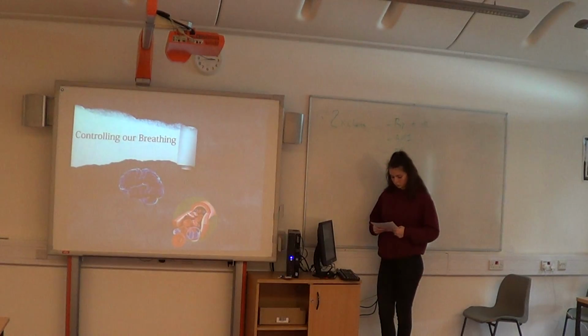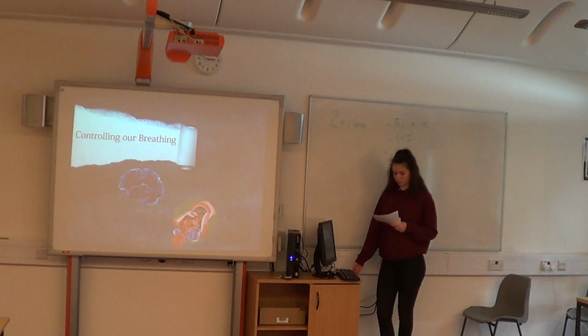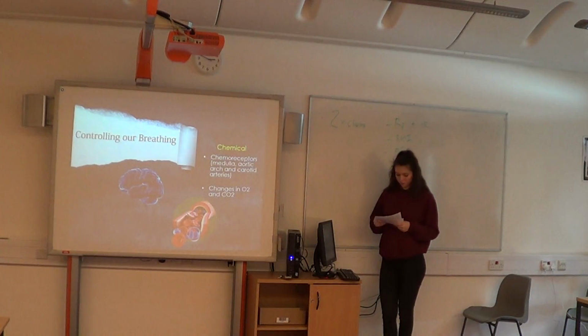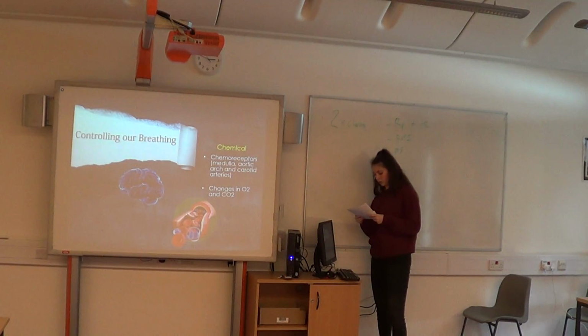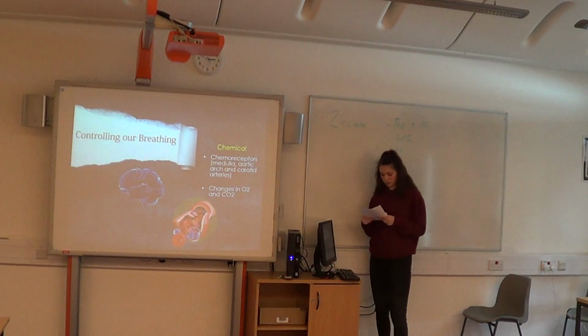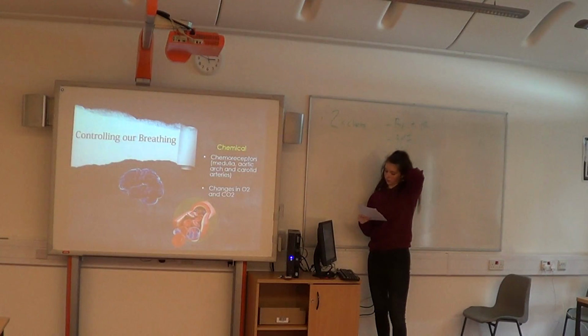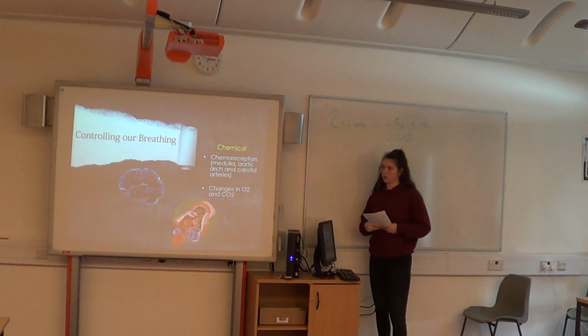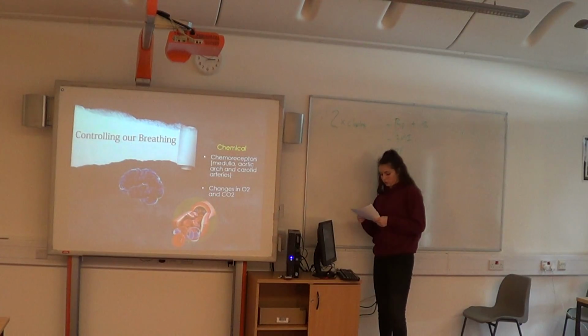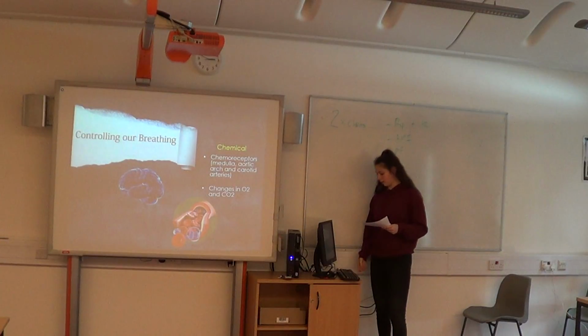So then when we control our breathing, there's two ways. It can be chemical or neural. Chemical involves the chemoreceptors within the medulla, aortic arch and the carotid arteries, and they detect changes in the concentration of carbon dioxide and oxygen within the blood, and it will increase or decrease breathing rate accordingly. So say during exercise we've got a higher concentration of carbon dioxide in the blood, so breathing rate will increase to remove that.